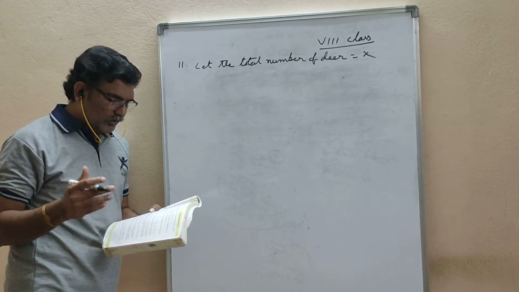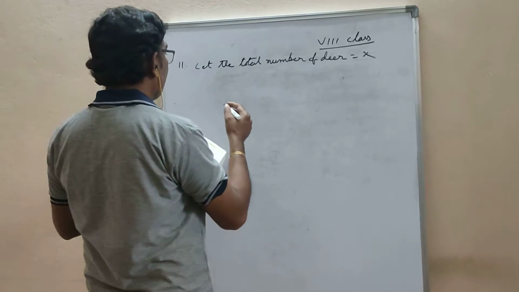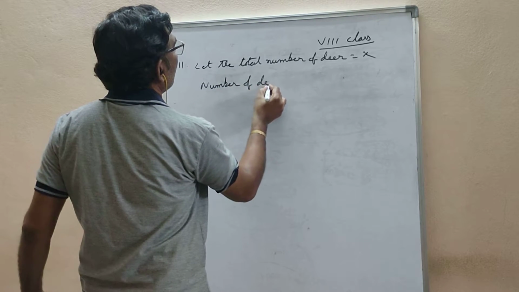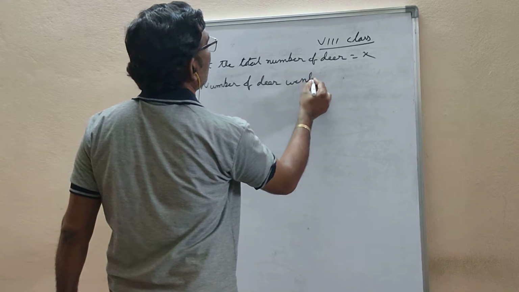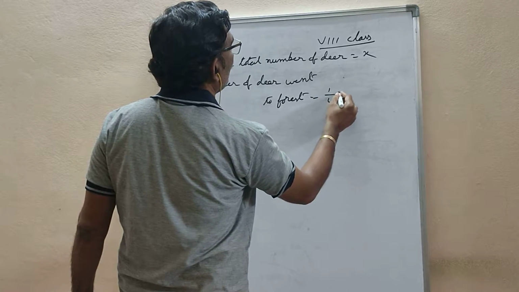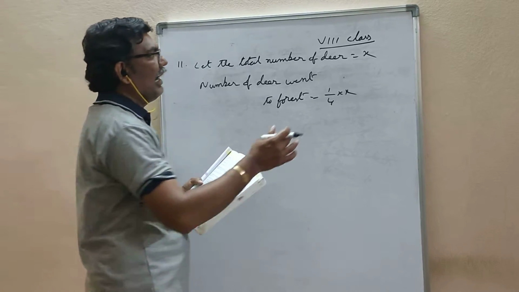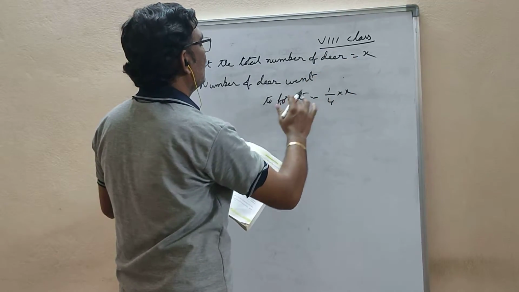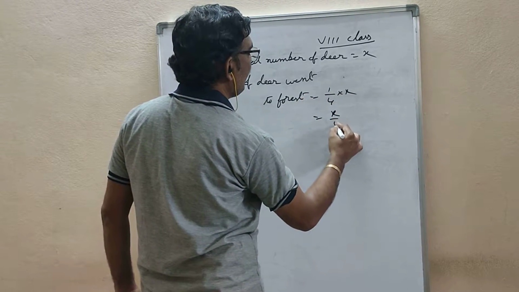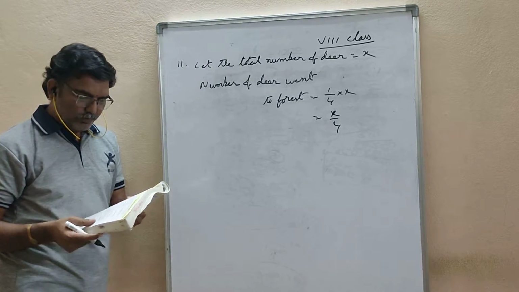Now, 1/4 of the herd of deer has gone to the forest. So the number of deer that went to the forest: how many? 1/4 of the herd of deer. The herd of deer is X. So 1/4 of the herd of deer means 1/4 into X. You can write it as X by 4. So X by 4 of the herd of deer went to the forest.